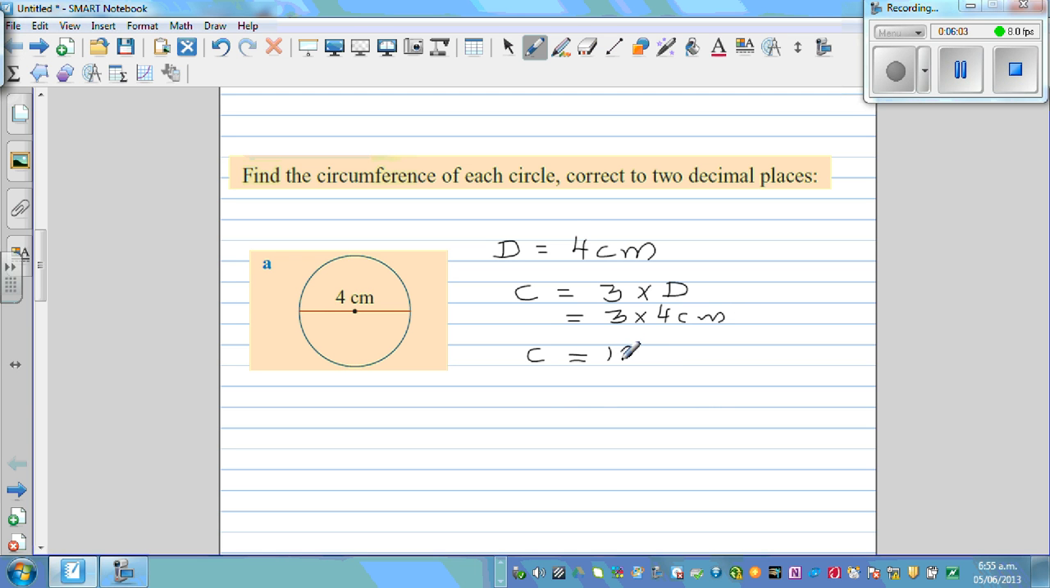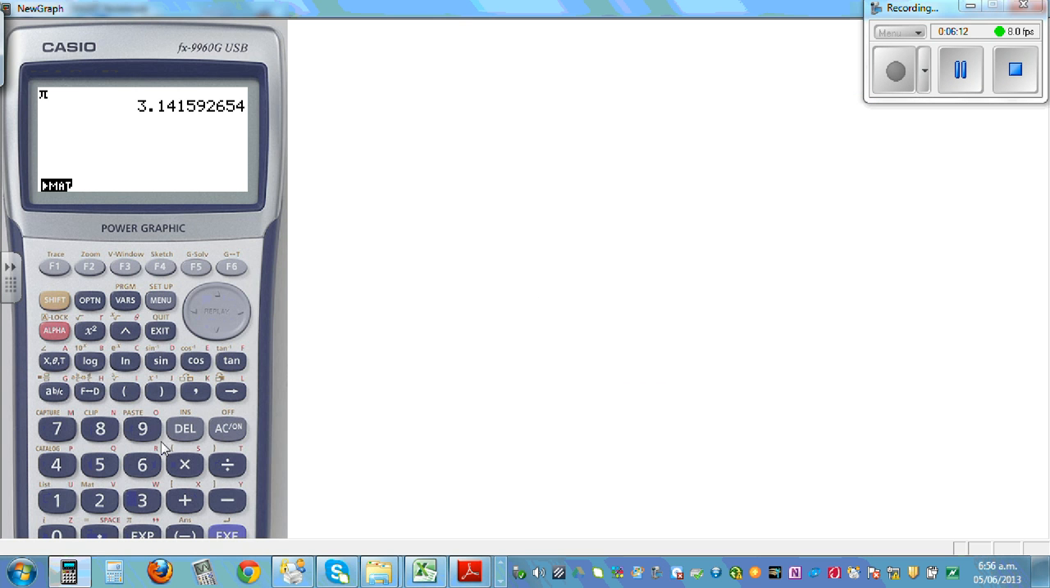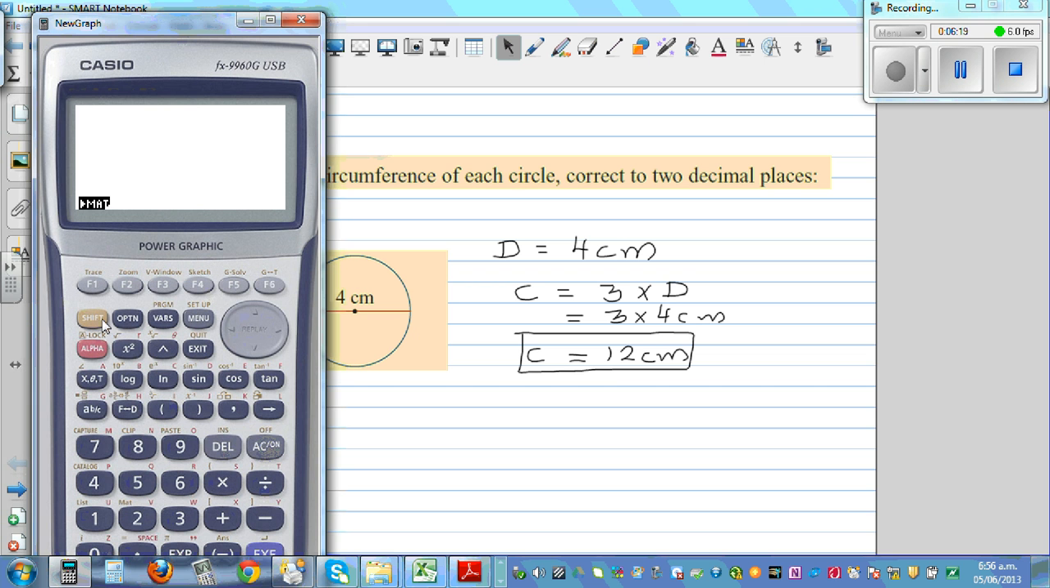But if you want to get the exact value and use a calculator, this is how you use it. So you get a calculator and type in, let me show you this, shift pi times 4 equals 12.57 if you want to round it to 2 decimal places. Here the question was correct to 2 decimal places. So the calculator gives me 12.566. Look at the third decimal place, and you have to round the second decimal place up by 1. So if you want to round it to 2 decimal places, it is 12.57.